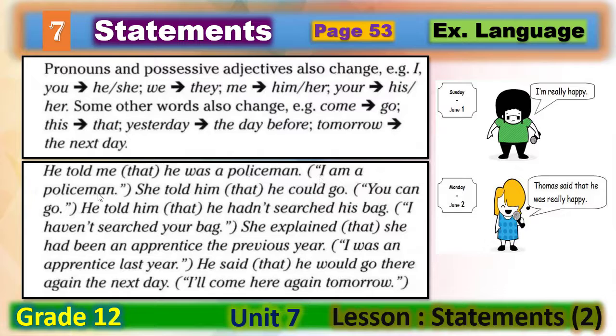I am a policeman. These are the actual words. She told him that he could go. This is the reported sentence. The actual words: you can go. He told him that he hadn't searched his bag. I haven't searched your bag.